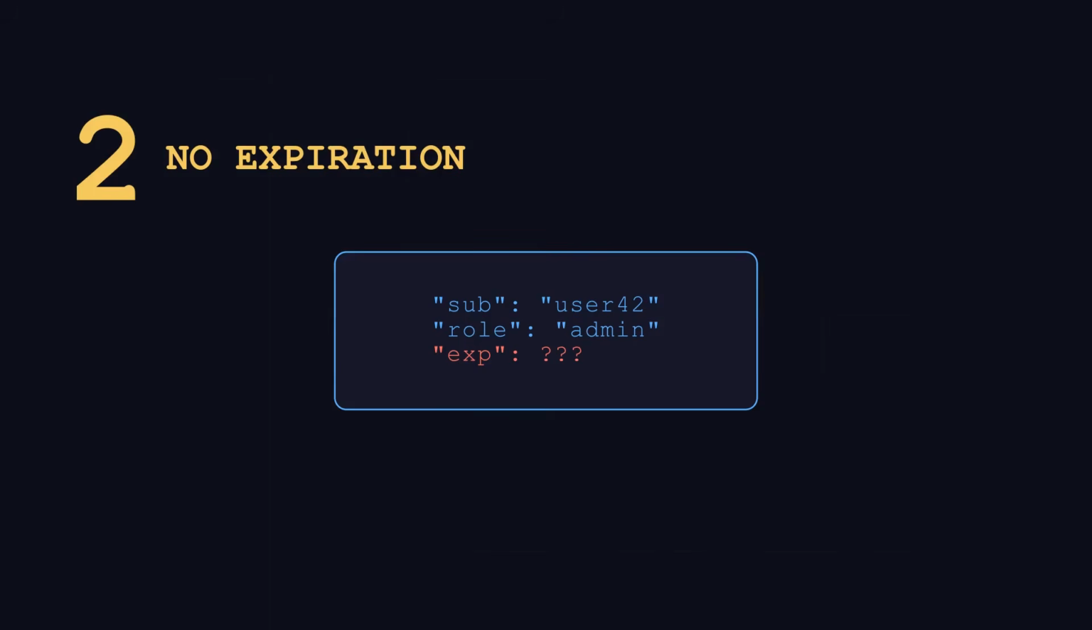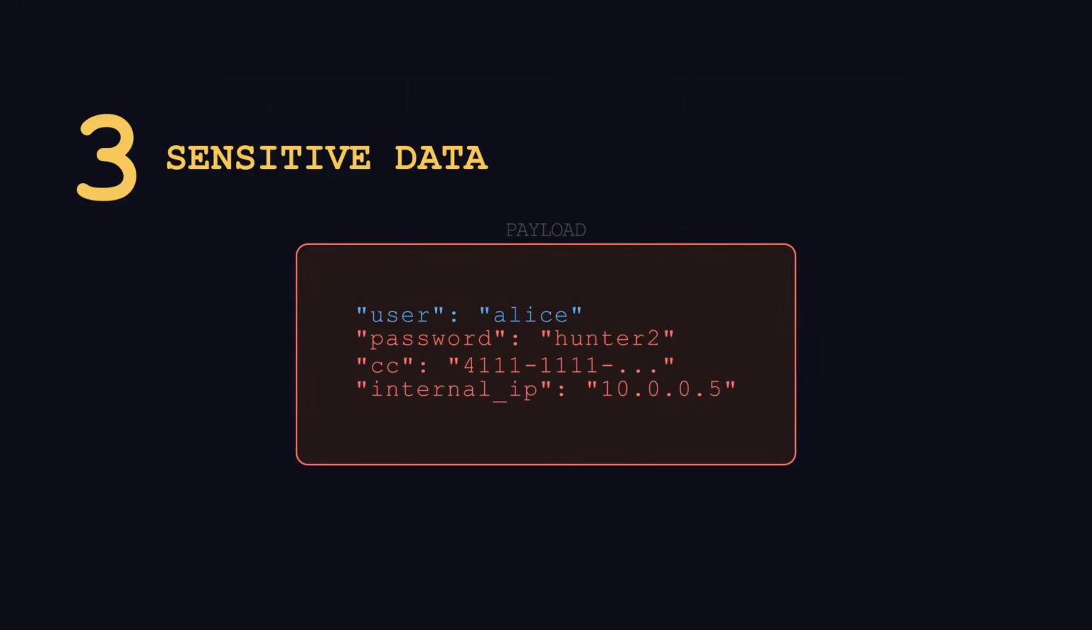Second, no expiration. If a token never expires, a stolen token works forever. Always set the exp claim. Short-lived tokens, 15 minutes, maybe an hour, limit the blast radius. Third, storing sensitive data in the payload. Remember, anyone can decode it. Don't put passwords, credit card numbers, or internal system details in there. The payload is public. Treat it that way.